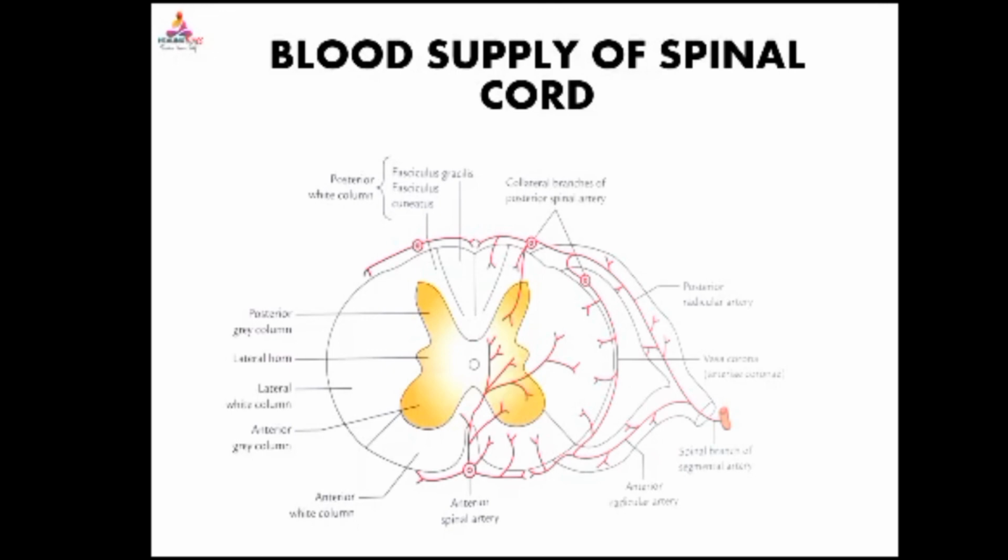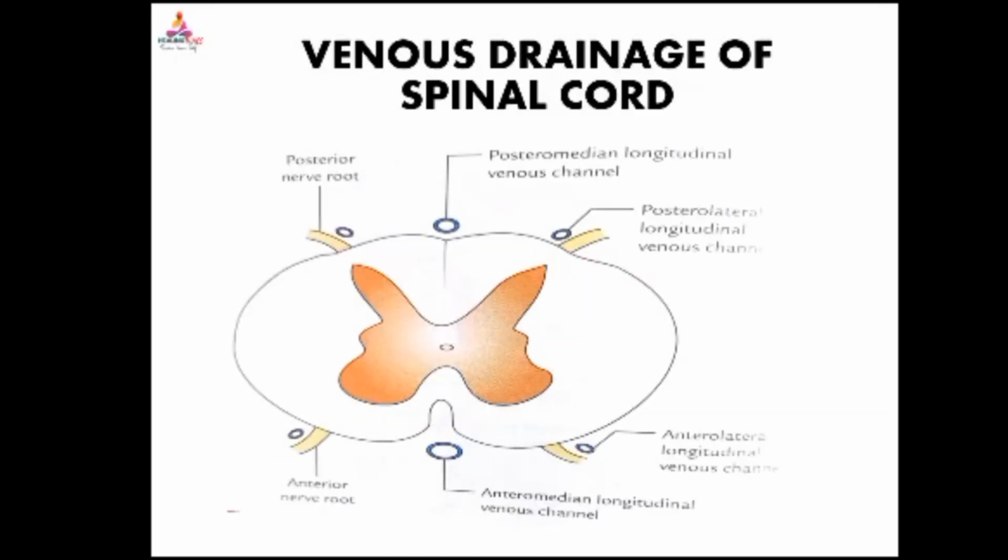Then, venous drainage of the spinal cord. The veins draining the spinal cord form six longitudinal venous channels around the cord. First, two median longitudinal, one in the anterior median fissure and the other in the posterior median sulcus. Second, two anterolateral, one on either side, posterior to the anterior nerve root. Then two posterolateral, one on either side, posterior to the posterior nerve root.